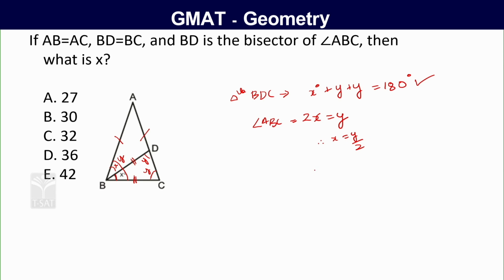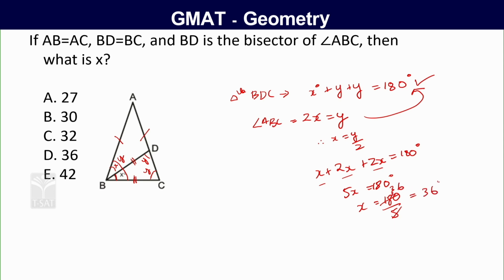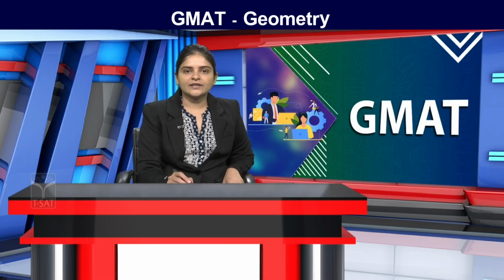Substituting that into this equation, y is 2x, so you have x plus 2x plus 2x is equal to 180 degrees. So, that is 1, 2 plus 3, 4 plus 5 times x is 180 degrees. So, x is equal to 180 divided by 5, 5 3s are 15, 6, 7, 8, 3 left over, 5 6s are 30, that is 36 degrees. X is 36 degrees. That comes out to be option D. Let's look at the next question.